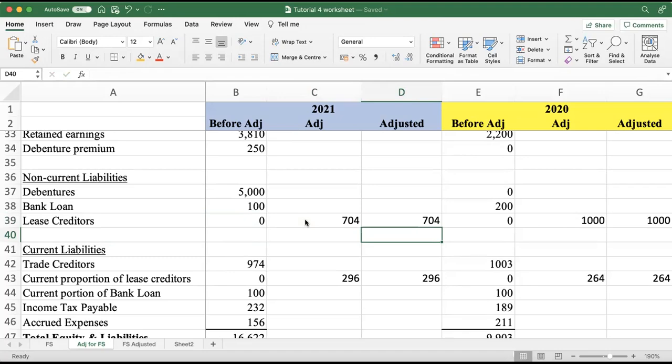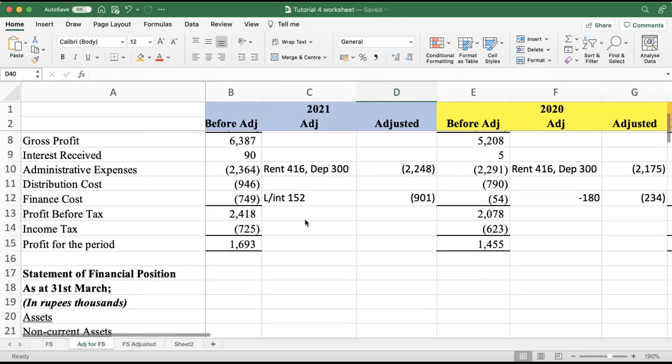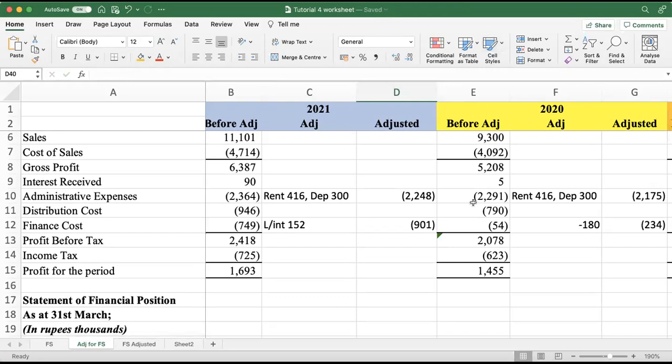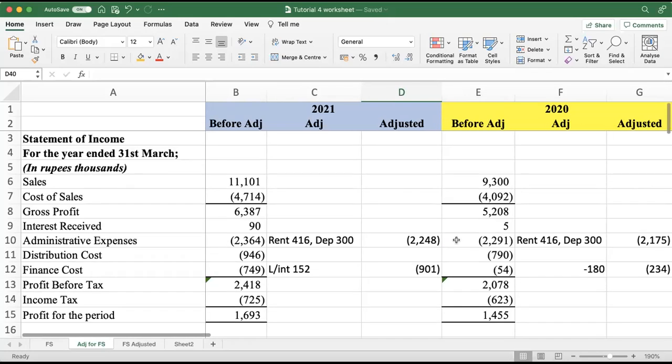Right. So if you have any question, you can ask. Right. So you have come with the answer. Now you need to just check your answers. So during these 2 hours, you need to check your answers. Right. Now we have adjusted for the lease. So later we'll adjust the tax effect.